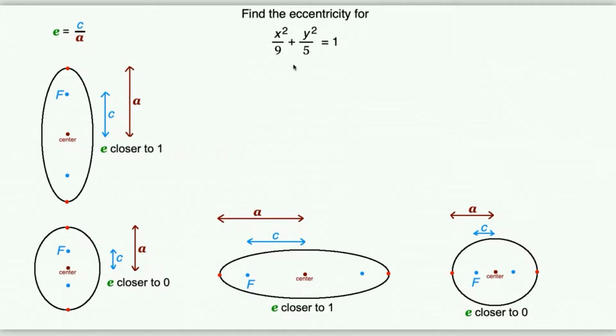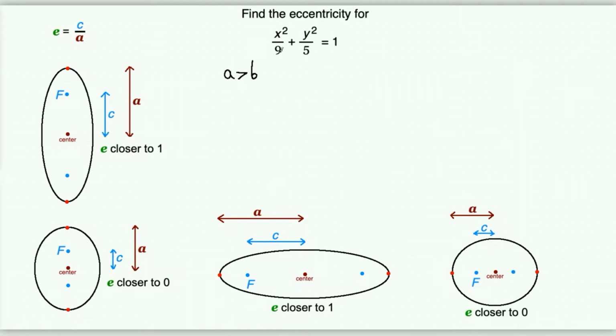We're given this equation for an ellipse and we're trying to find the eccentricity of it. So the eccentricity equation is given by c divided by a. This is the quotient of the distance from the center to the focus and the distance from the center to the major vertex, the a value. So in this case, we know absolutely that a is greater than b.